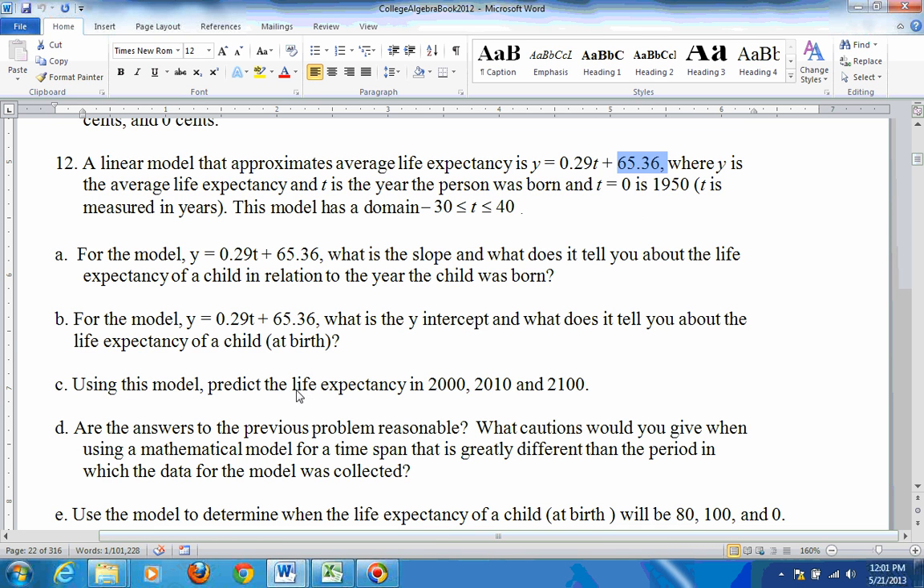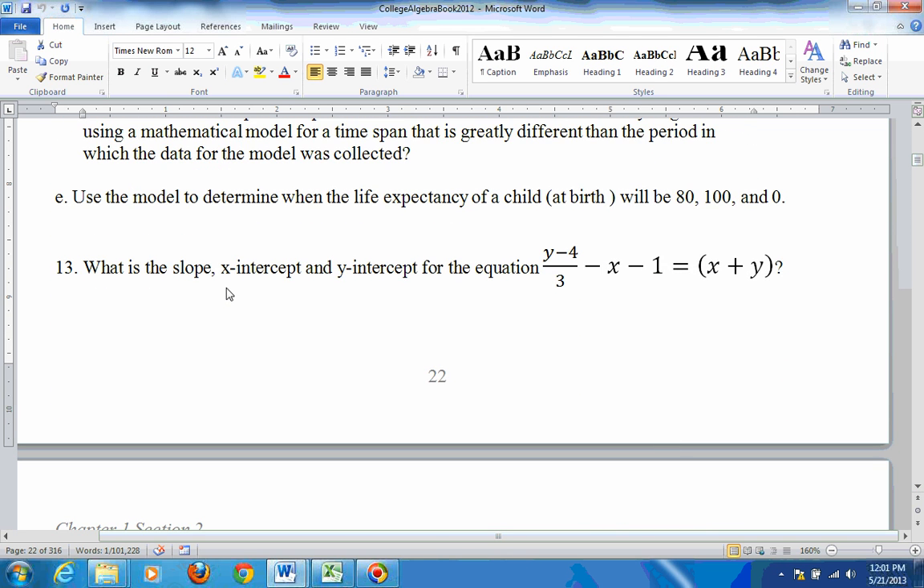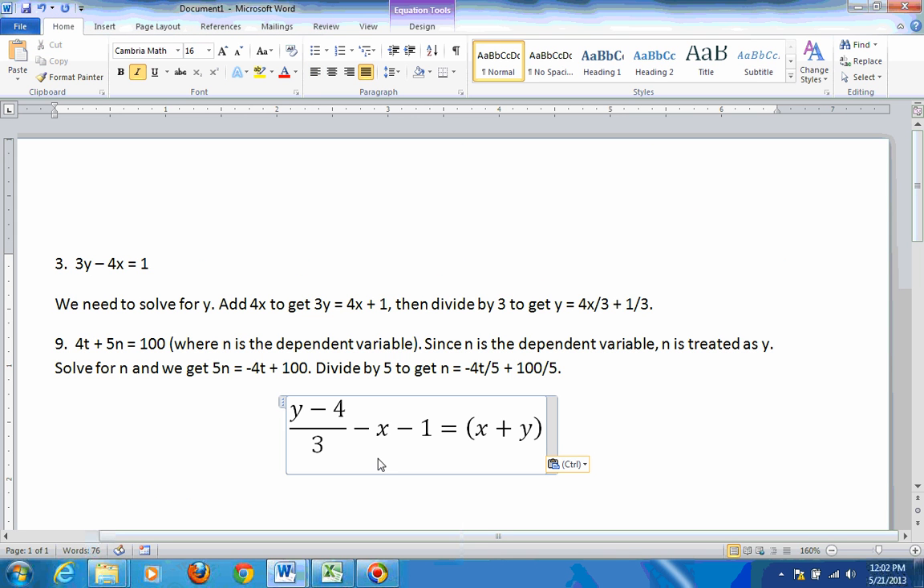And so it asks those type of things, and you could put those in there to get those answers. And then finally, on 13, what is the slope, x-intercept, and everything for this equation? Well, on this one, let me copy this here a second. You will need to solve that for y, which is a little bit of work here. So to do that, the first thing you might want to do is multiply the entire equation by 3 to eliminate that denominator there.